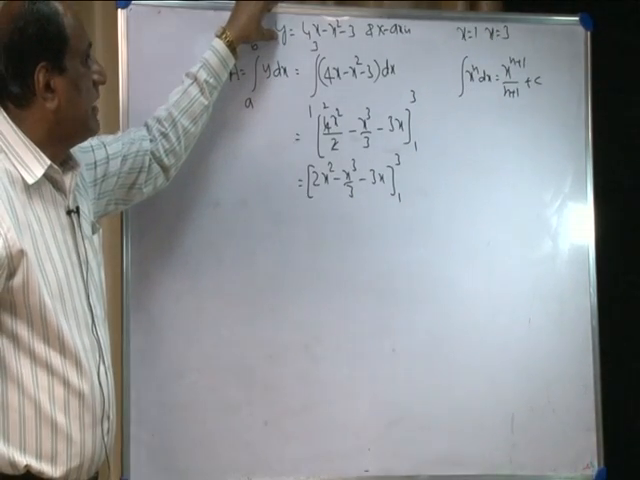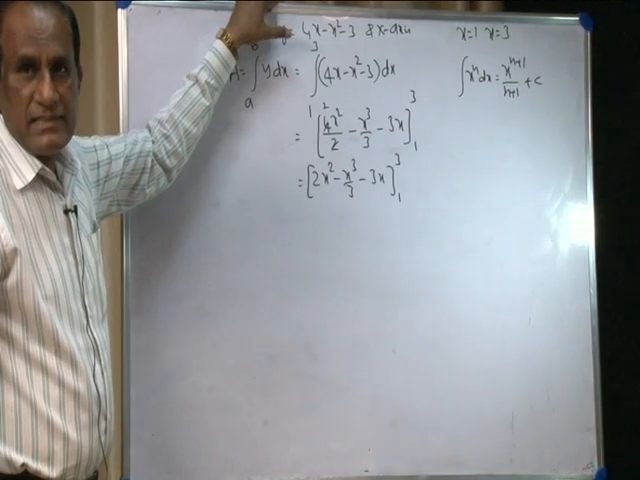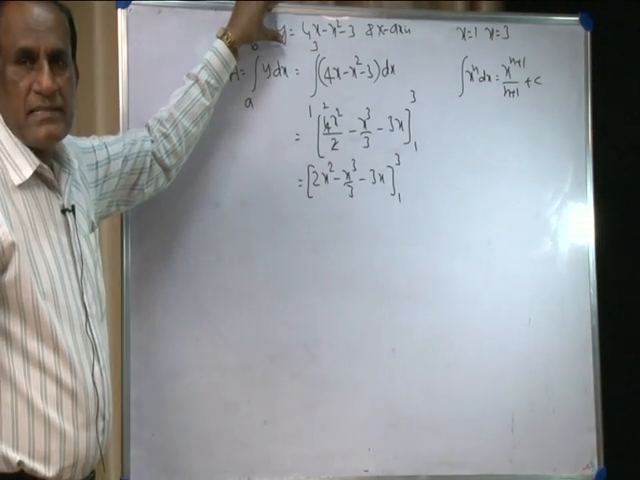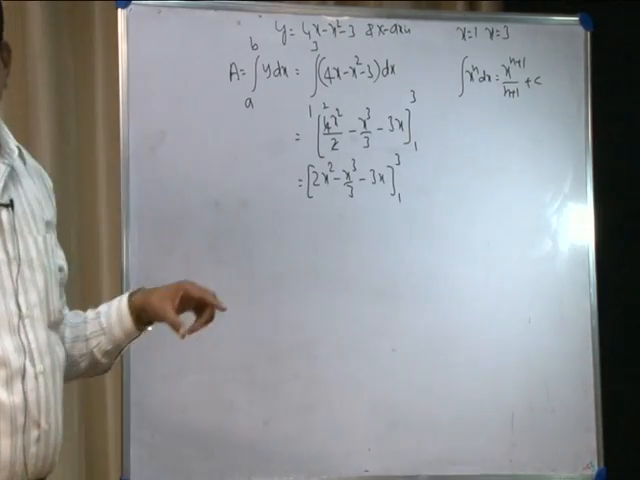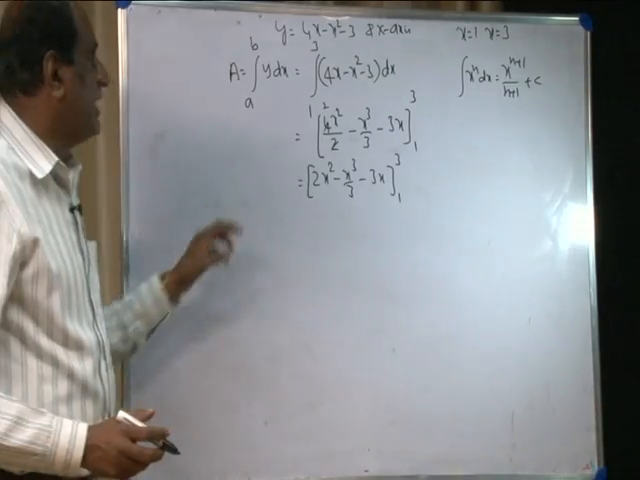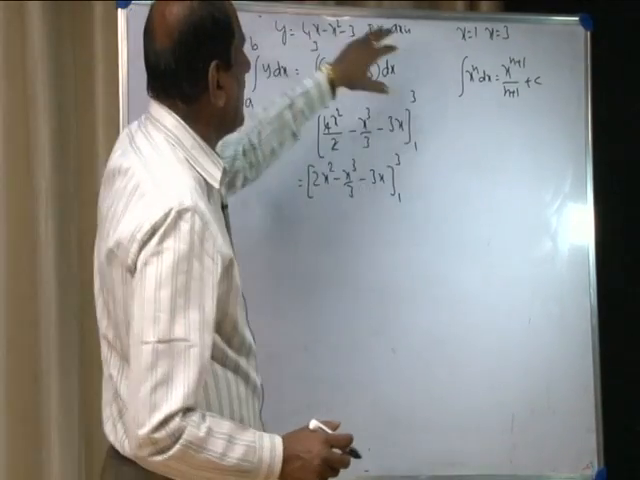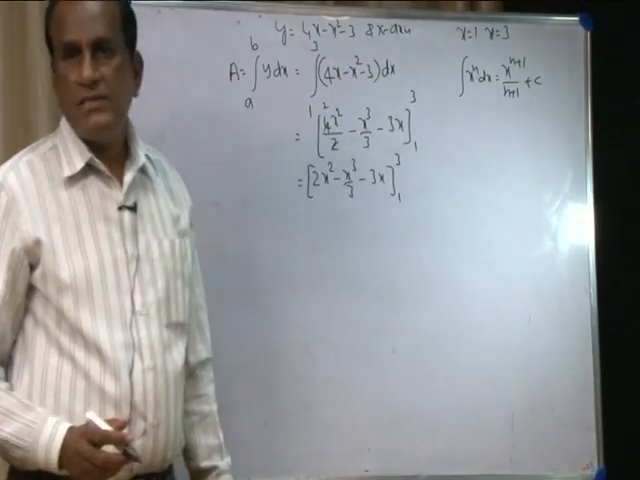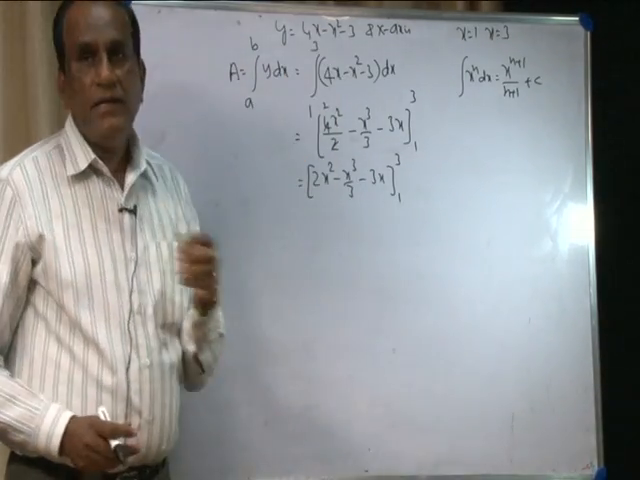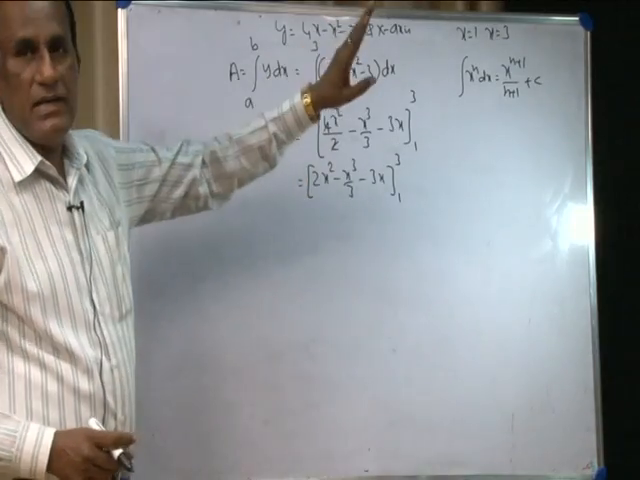This is the curve bounded by the x axis. Any point on the x axis has its y coordinate as 0. Any point on the y axis has its x coordinate as 0. Therefore, since this is bounded by the x axis, I must take y is equal to 0. By equating y equal to 0, I will get two values of x, that is 1 and 3.